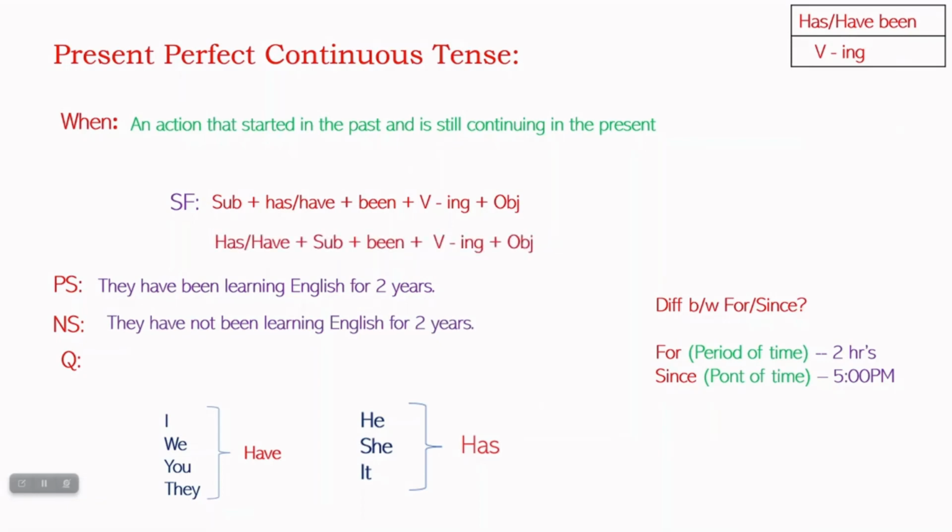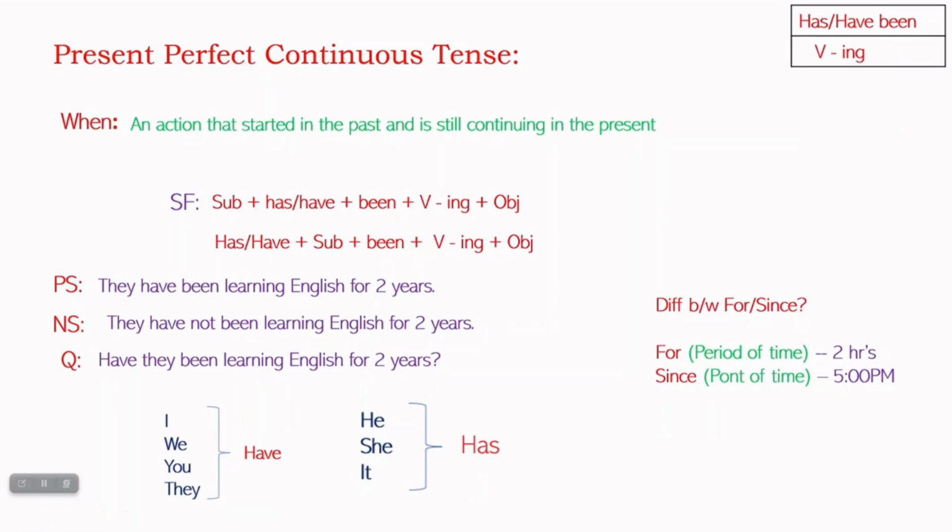Question formation. Helping verbs will come first. Has or have plus subject plus been plus verb in V-ing form plus object. Question: Have they been learning English for 2 years? Here, the most important topic is about for and since.